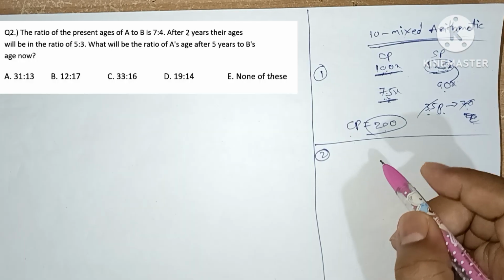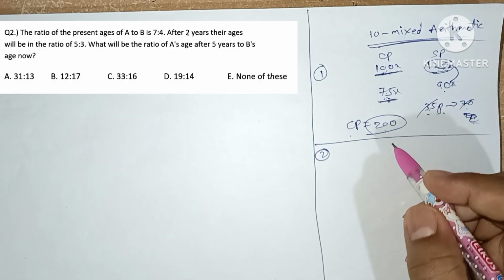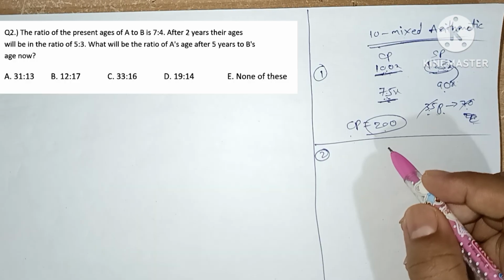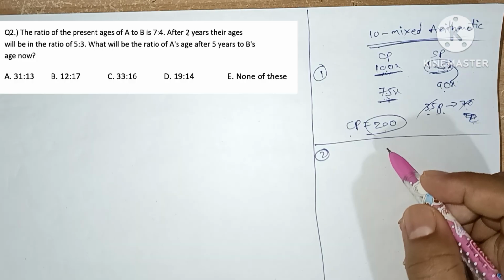The ratio of the present ages of A to B is 7 to 4. After 2 years, their ages will be in the ratio of 5 to 3. What will be the ratio of A's age after 5 years to B's age now? Let's see.